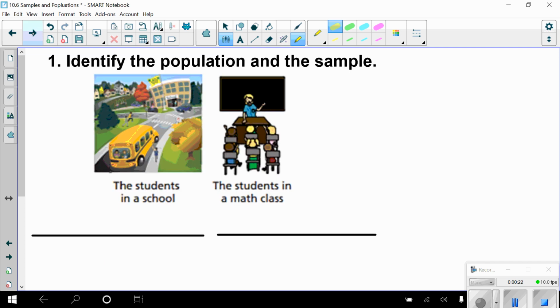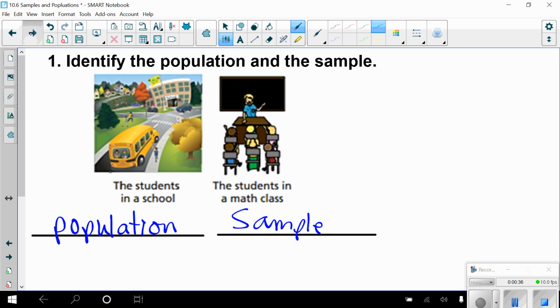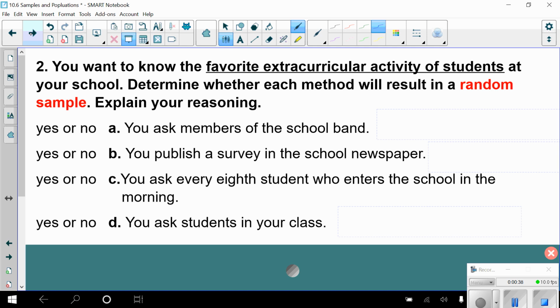Okay, for our first example, they want you to identify the population and the sample. The students in a school would represent the total population, and the students in a math class would be your sample. Example number 2 is asking: you want to know the favorite extracurricular activity of students at your school. Determine whether each method will result in a random sample and explain your reasoning.